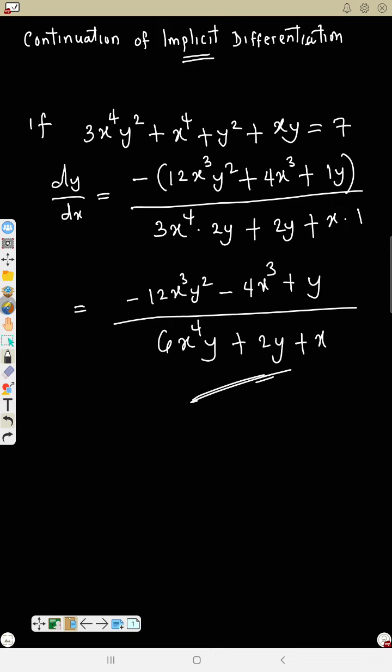Now this is implicit differentiation. The exam may not even give you a long expression like this, but just understand the concepts, then I'll send a question for you to see, so try it.